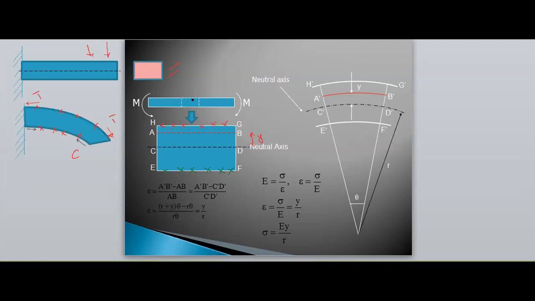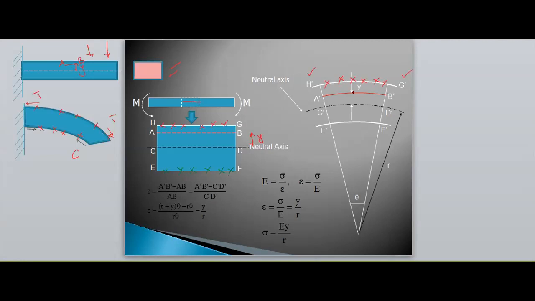Now I am considering this layer above the neutral axis, at a distance of y. I am not considering the topmost layer, but an in-between layer. This is the diagram before bending. Now after the bending, I can see the diagram here. The topmost layer is shifted to H dash and G dash.